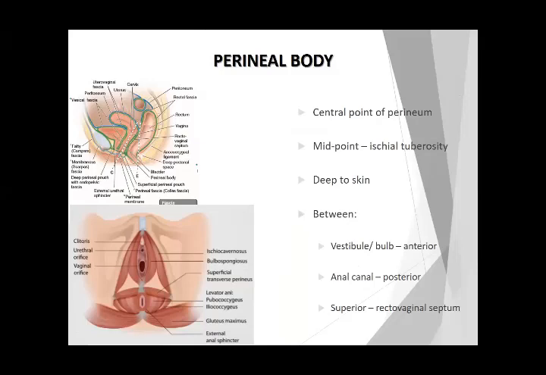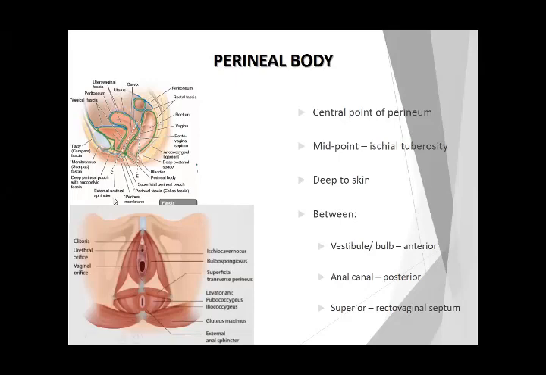Now, this perineal body is an extremely important topic from your examination point of view, and more still from your practical point of view, especially for those students who in the years to come want to either become gynecologists, or are interested in perineal surgery. For them, this is extremely important. This is also called the central tendon of the perineum.